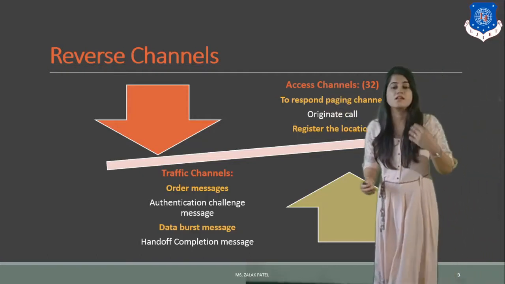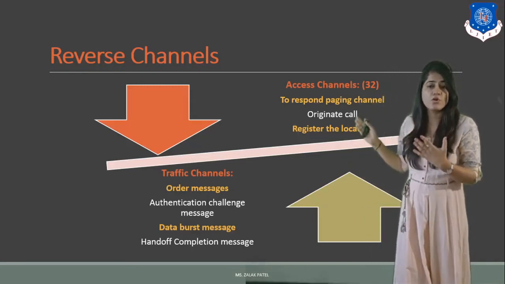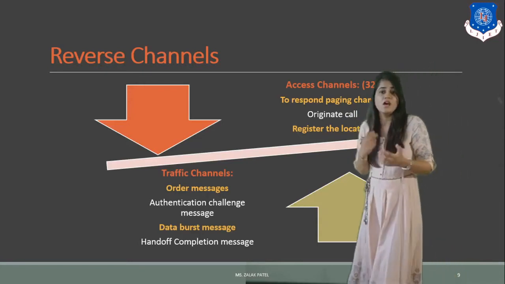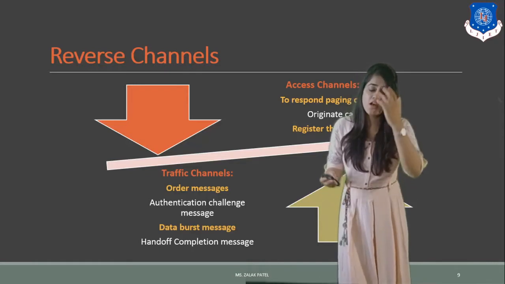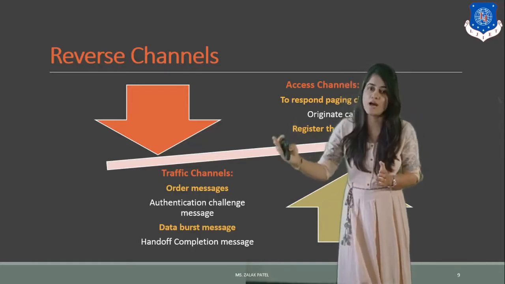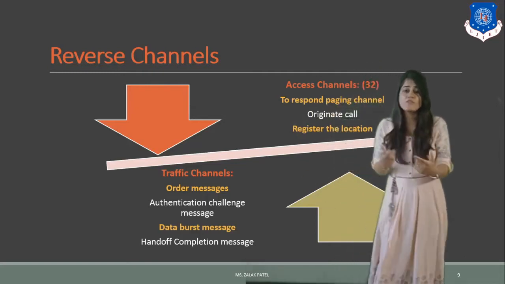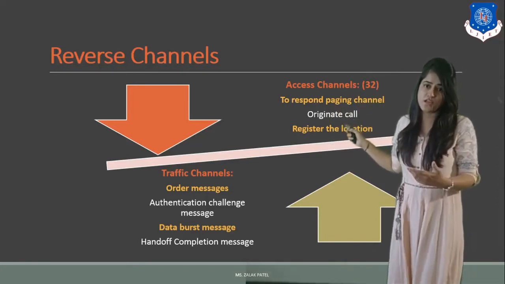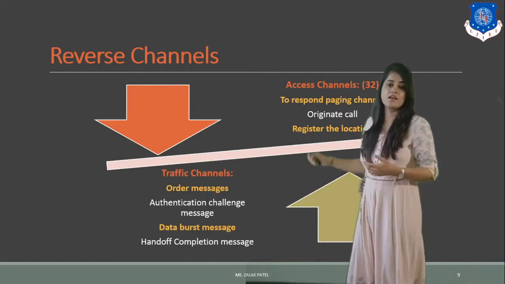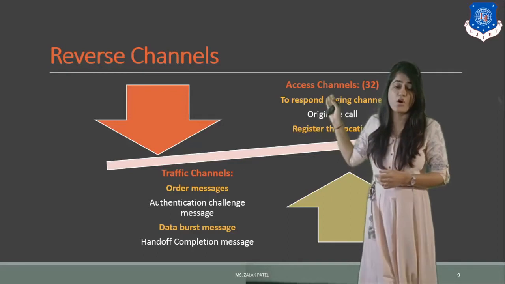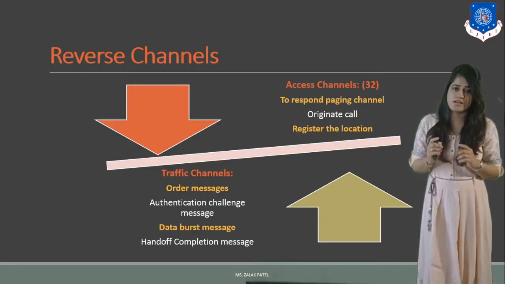The access channel responds to the paging channel. The response to the paging channel is given by the access channel, because the paging channel is a forward channel, and a forward channel transfers information from the base station to the mobile station. If we want to acknowledge that paging channel, we have to respond by providing the reverse link for it, and for that we use a channel called the access channel. That's why the access channel is required to respond to the paging channel.